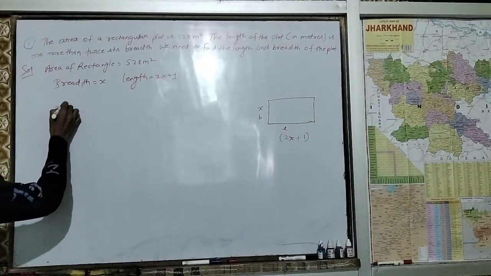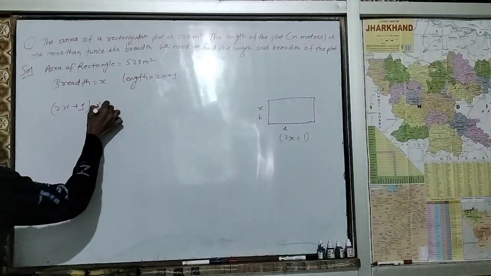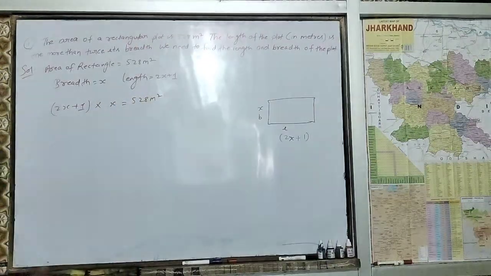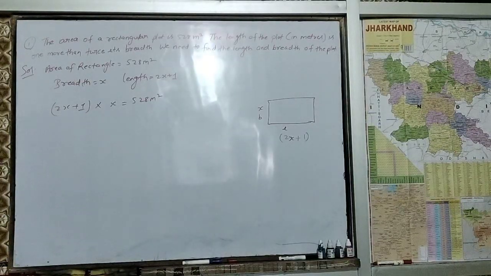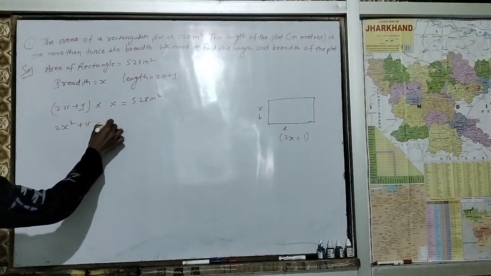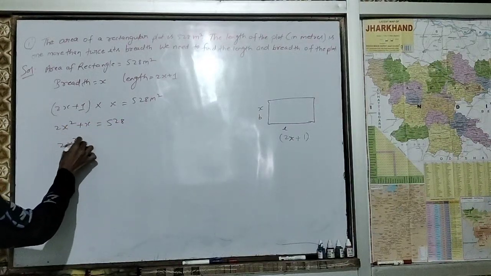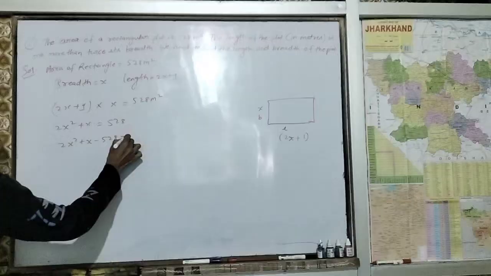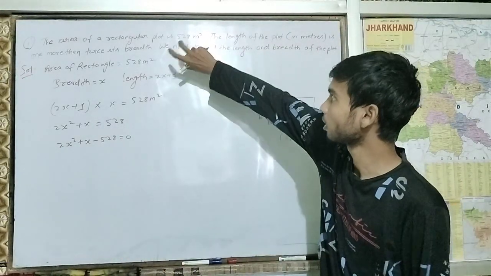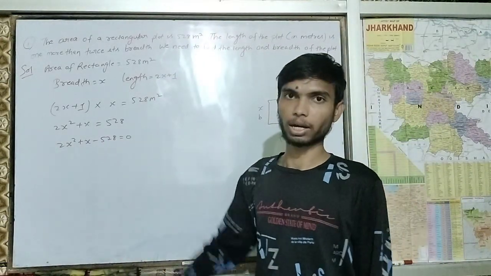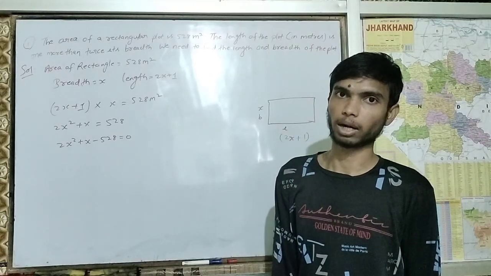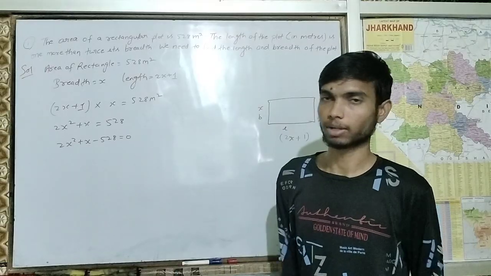So L is nothing but 2x plus 1 multiplied by x is equal to 528 meter square. We will ignore meter square right now. Here 2x square, then x, it is becoming 528. 2x square plus x minus 528 is equal to 0. So finally we can say this is a quadratic equation, and we converted this statement into this quadratic equation, and that is what the question was saying. Finally we have converted.